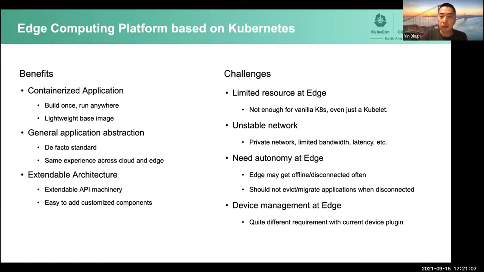And also we need autonomy at the edge. Because of this unstable network, the network could be interrupted in the middle and disconnect the edge from the cloud. That's why we need the edge to run autonomously. And also we shouldn't let the control plane evict or migrate applications when a disconnect is detected. It's different from the behavior in the cloud. And also, because a lot of IoT devices are attached to the edge, we need to manage a heterogeneous and large amount of different devices attached to the edge.